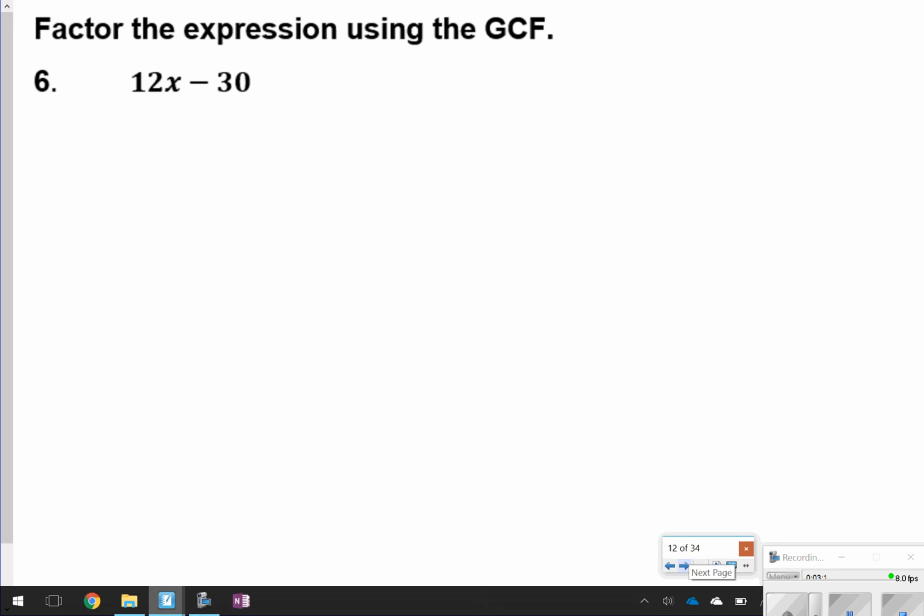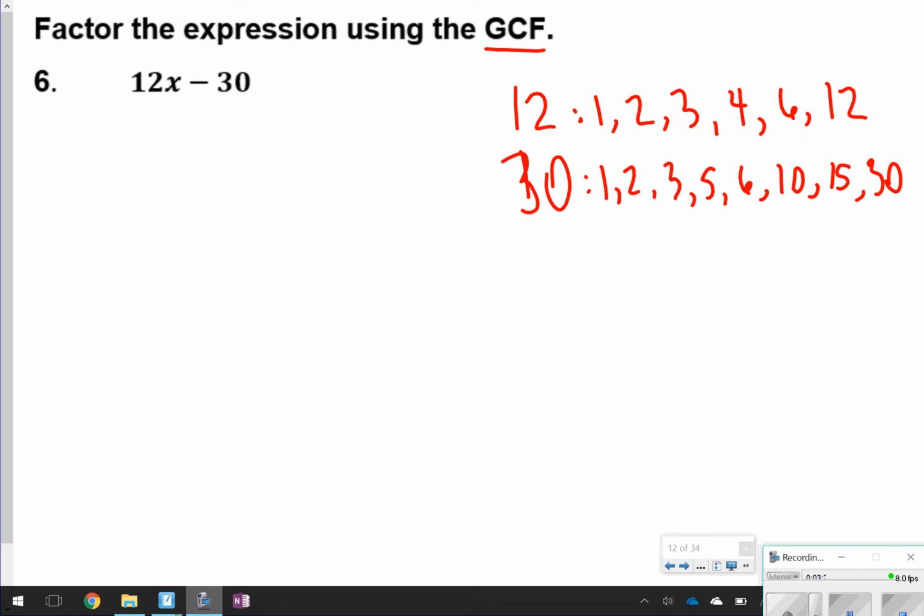Number 6, factoring out the expression, use the GCF. Remember, the GCF is the greatest common factor, so you have to think of all the numbers that 12 and 30 have in common. What I've done is listed the factors of 12 and 30. They have a lot of numbers in common, but the greatest one they have is the number 6. So that's the number I'm going to be factoring out.